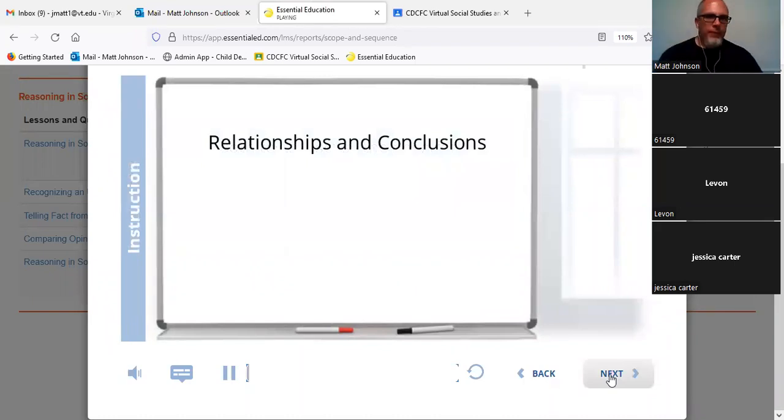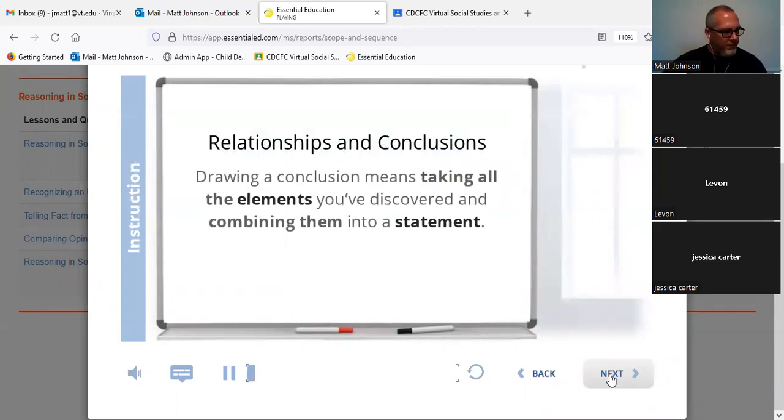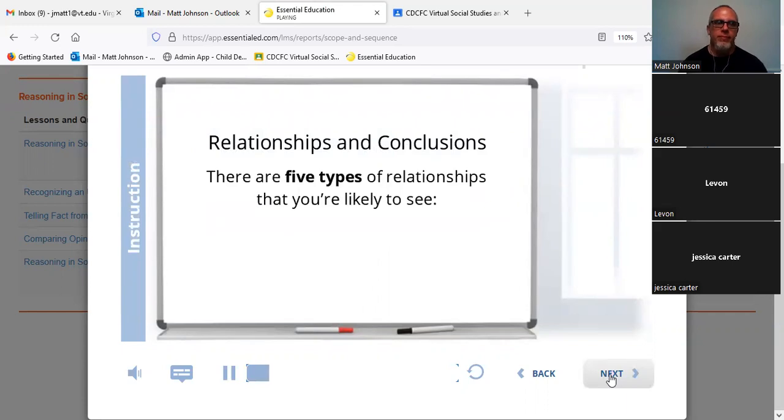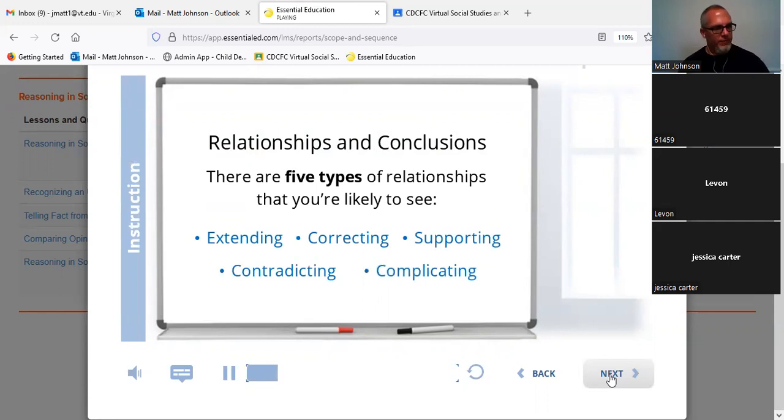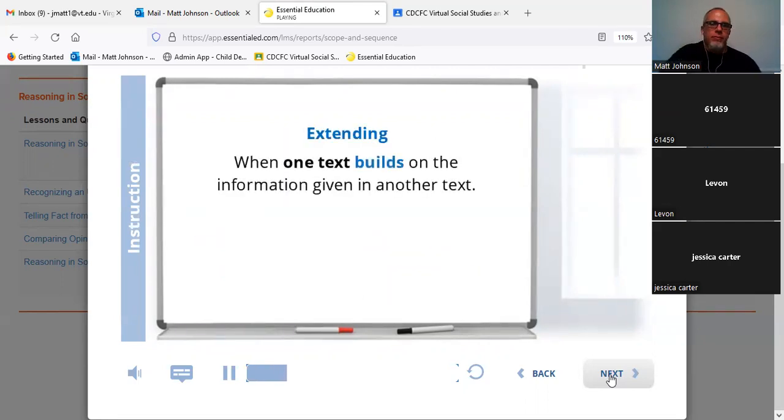Once you've compared and contrasted two texts, the last step is to identify the relationship and draw a conclusion. Drawing a conclusion means taking all the elements you've discovered and combining them into a statement. Your statement will be based on the relationship between the two texts. When comparing and contrasting, there are only 5 types of relationships that you're likely to see: extending, correcting, supporting, contradicting, or complicating. You might find more than one relationship between texts, but I'd focus on whichever one seems to be most significant. An extending relationship is when one text builds on the information given in another text.